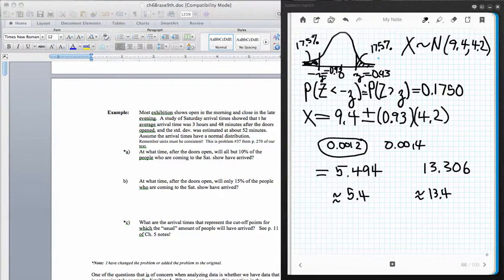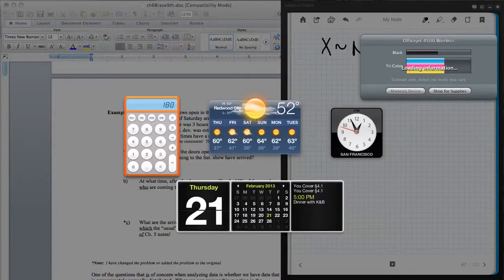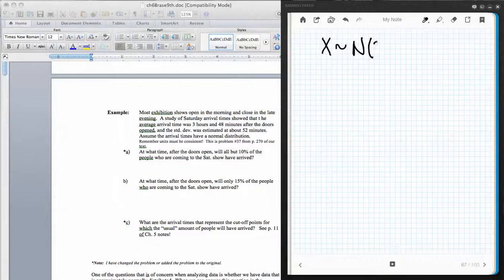To do this one, the first thing I'm going to do is say that my x's are approximately normally distributed. My arrival time, I can't put it in hours and minutes. I have to have it in just one or the other. My standard deviation's in minutes, so this has to be in minutes. So I have 180 minutes in 3 hours, plus the 48, and that gives me 228. So my mean is 228 minutes, and my standard deviation is 52 minutes.